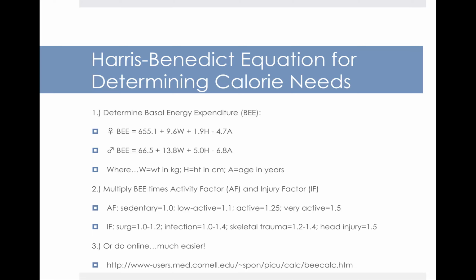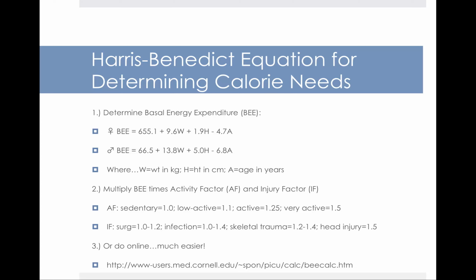If you're a female, that's the first bullet point. Your basal energy expenditure: you take the number 655.1 plus 9.6 times your weight in kilograms plus 1.9 times your height in centimeters minus 4.7 times your age in years. If you want to calculate your weight from pounds to kilograms, divide by 2.2. And if you want to calculate your height in centimeters, multiply your height in inches times 2.54.